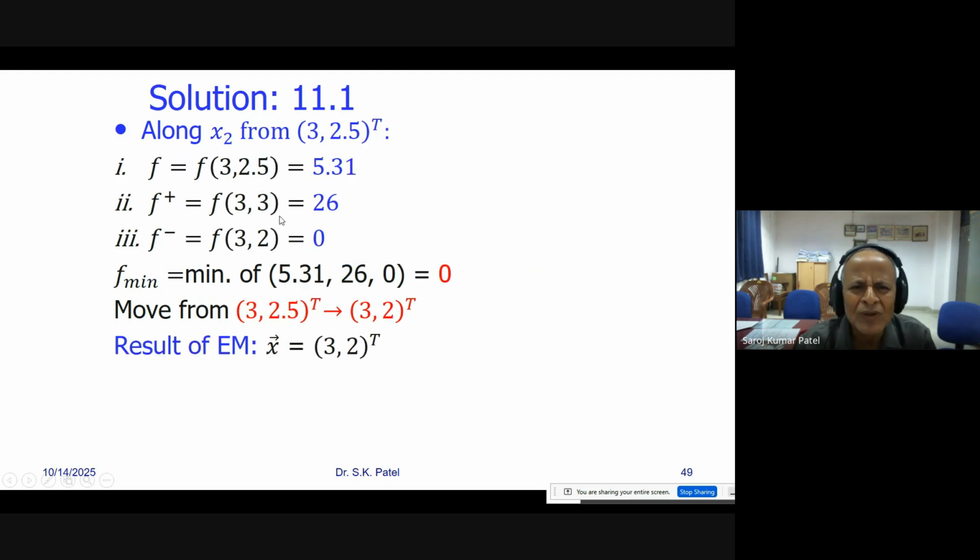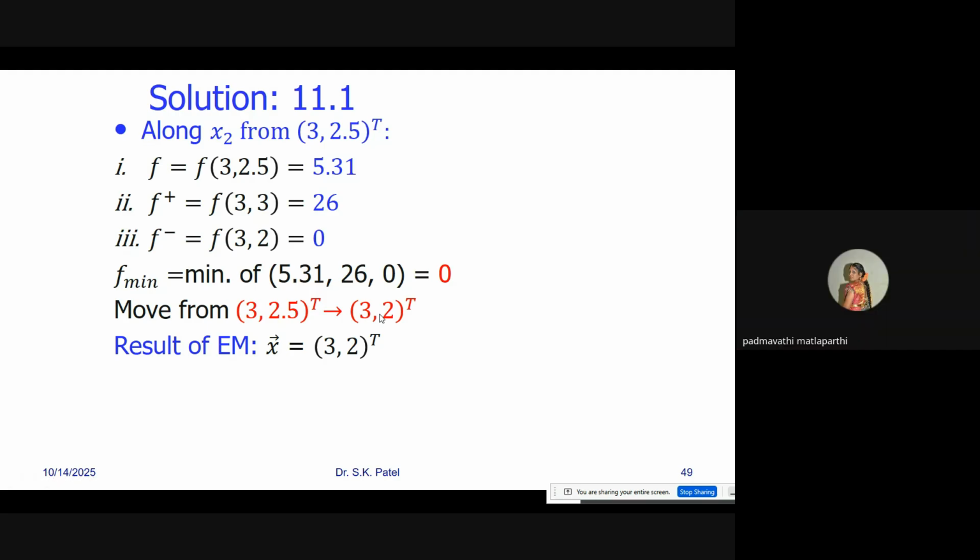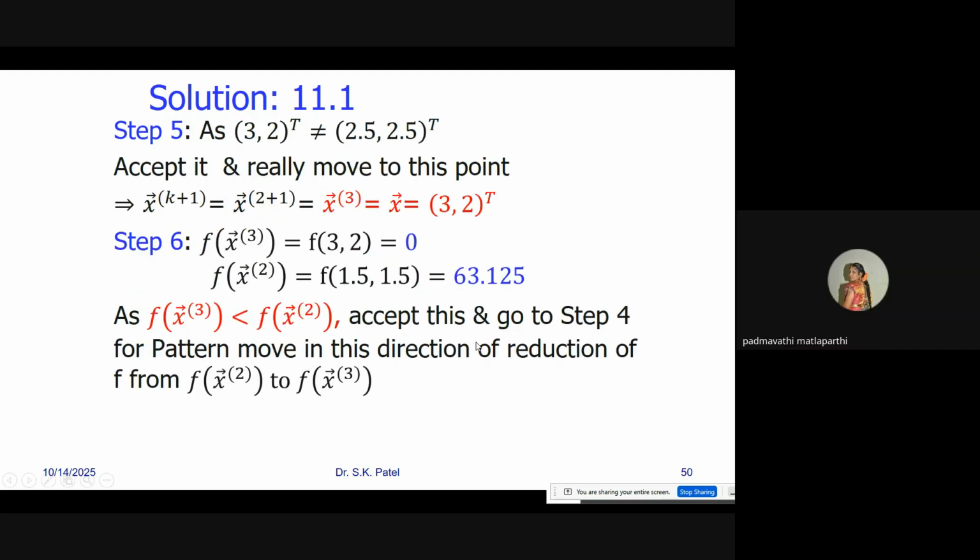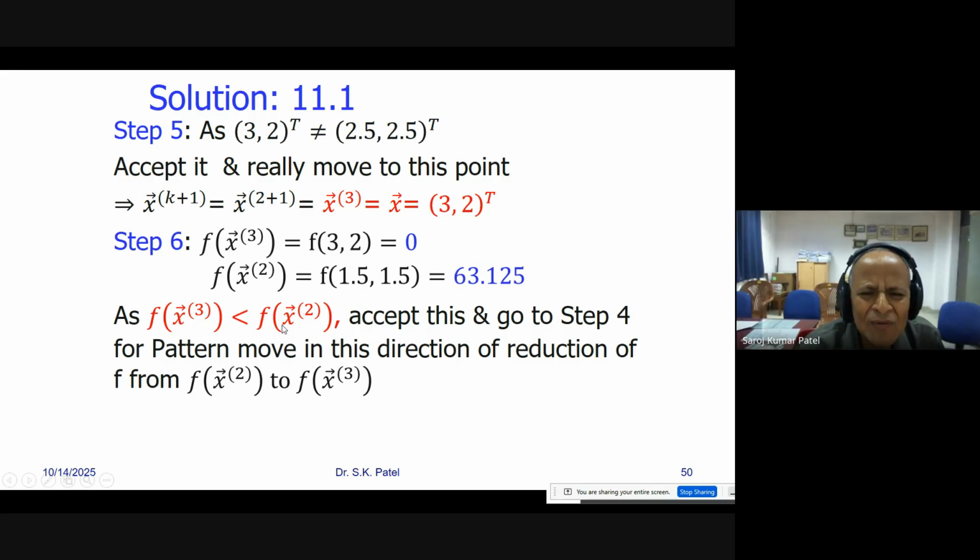Then x1 is kept constant at 3, and only the x2 value we have varied. We get 5.31, 26, 0. Minimum value is 0. So we move to (3, 2). At (3, 2), we then compare x3 with x2, their function values. At x3 the f value is 0, at x2 the f value is this one. So from 63 it is reduced to 0. So we proceed, we are reducing.